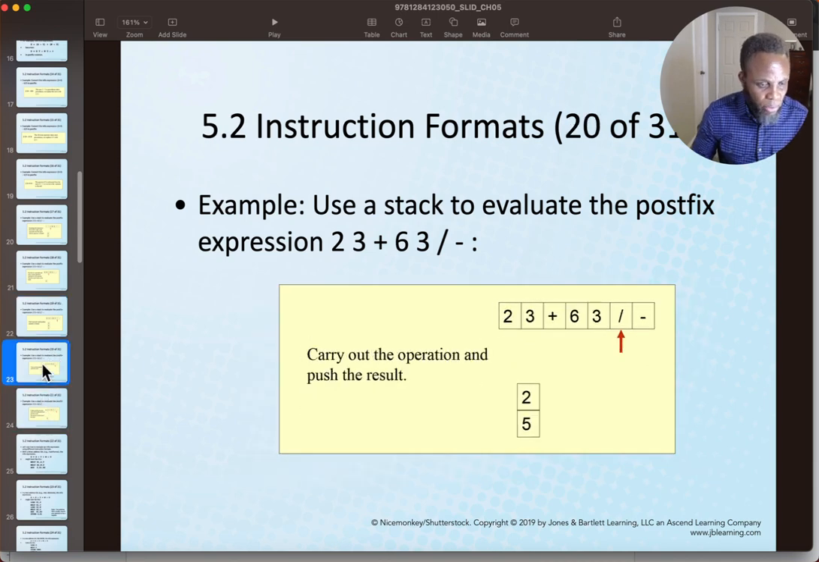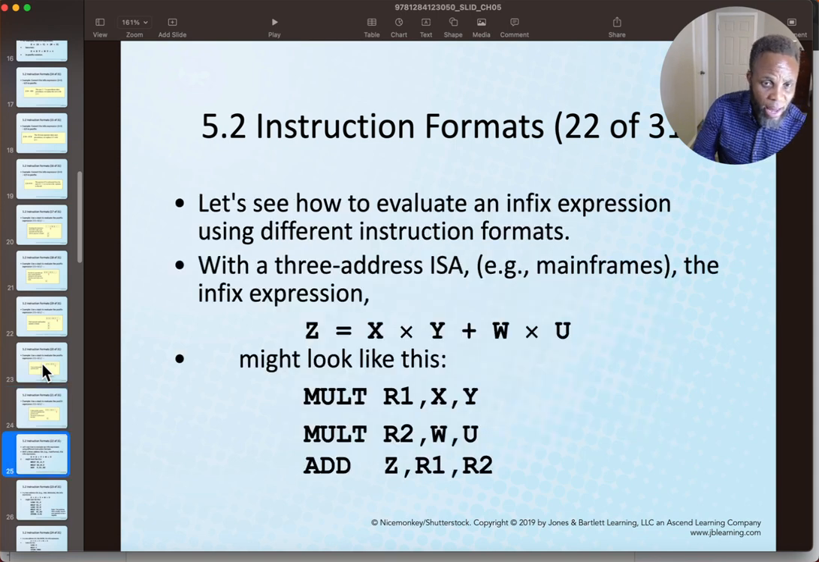So let's skip through this example real quick. And what is this one here? Let's see how to evaluate an infix expression. With a 3 address instruction set architecture, such as mainframes, this infix says z is equal to x times y plus w times x. Remember, multiplication takes precedence over addition.